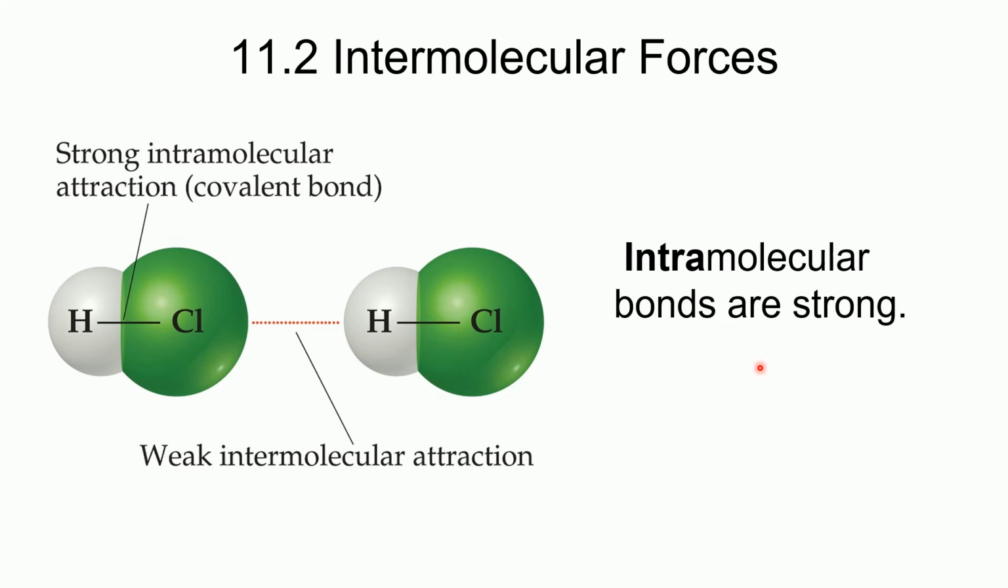Intramolecular forces are going to include mostly covalent bonds. And so a covalent bond, like between this hydrogen and chlorine in the hydrogen chloride molecule, is quite strong. In fact, for this one, I remember the number, it comes out to 431 kilojoules per mole. So over 400 kilojoules per mole for that strength.